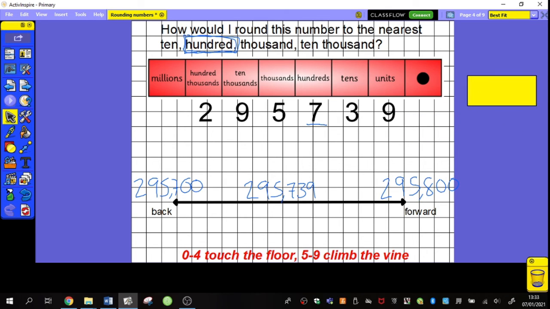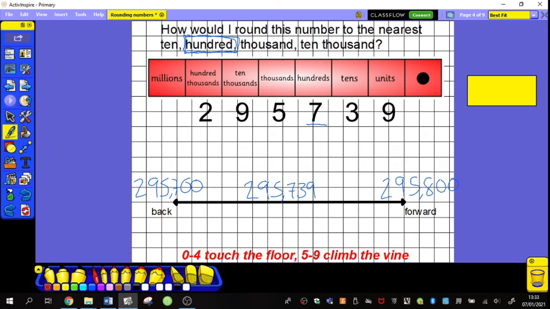I'm going to remove the part that I have covered. And my tens column this time is going to determine whether I round forward or back, because it is the one behind the hundreds that it has asked me to look at. So 3 is 0 to 4 touch the floor, so 3 would mean I round back. If that digit was an 8, very cleverly made there, then it would be forward, and I would circle 295,800. Fortunately it's not, so I've answered the question.